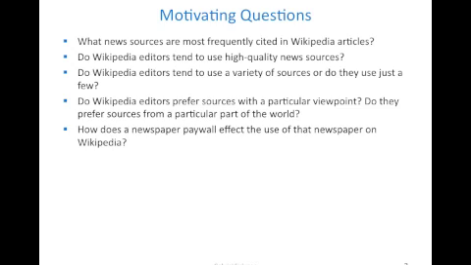So the question here is, what news sources are most frequently cited in Wikipedia articles? And this can help us answer some deeper questions, such as whether or not Wikipedia editors are tending to use high-quality news sources or lower-quality sources. Are Wikipedia editors using a variety of sources, or do they use just a couple of sources? Do Wikipedia editors prefer sources with a particular viewpoint? Do they prefer sources from a particular part of the world?